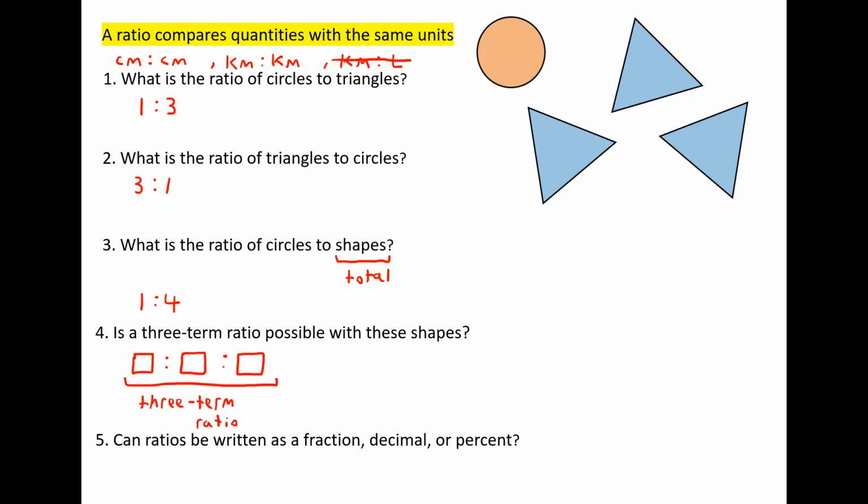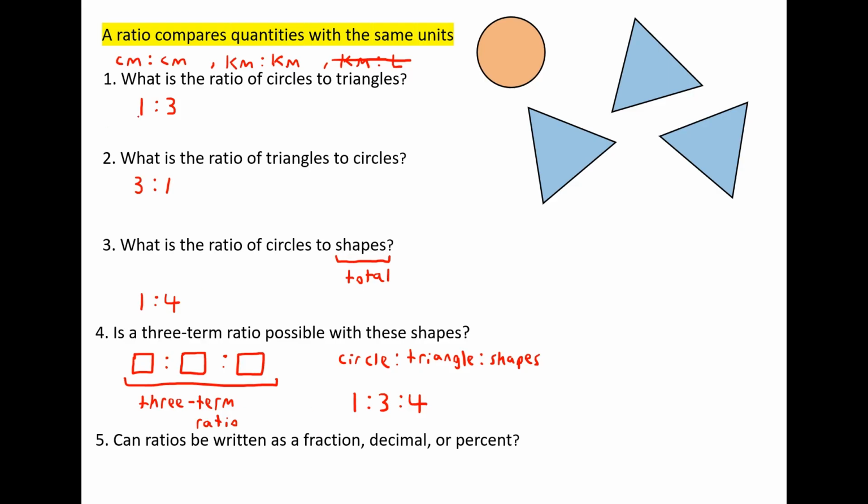Okay, I believe I can put these in a 3-term ratio. So if I were to guess, I can probably do this. Circle to triangle to shapes. That way this can fit into a 3-term ratio. So my number of circles is 1, my number of triangles is 3, and my total shapes are 4. So 1 to 3 to 4, that would be considered a 3-term ratio.